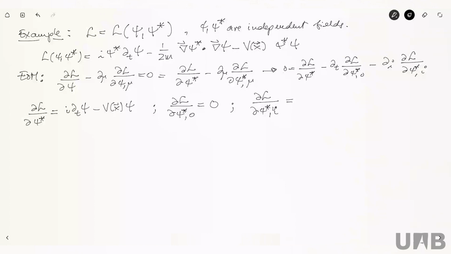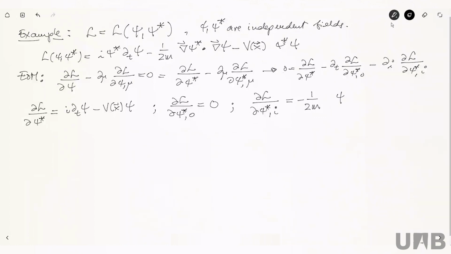Minus 1 over 2m, the gradient of psi. This cannot be right because this is a vector and this is something that has an index. So it's almost right, but we have to be a little bit more careful. Psi I? Yes, psi comma I if you wish.